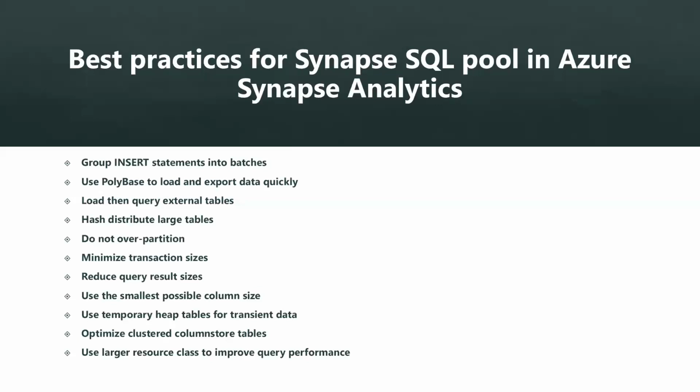Next one, load then query external tables. While Polybase, also known as external tables, can be the fastest way to load, it is not optimal for queries. Polybase tables currently only support Azure blob files and Azure Data Lake storage. These files do not have any compute resources backing them.